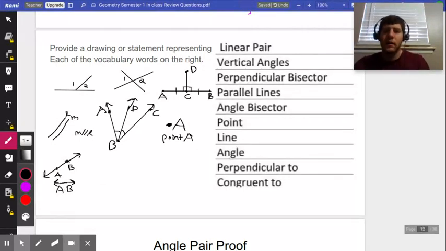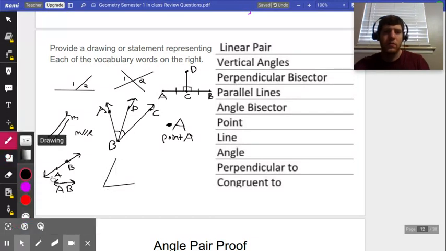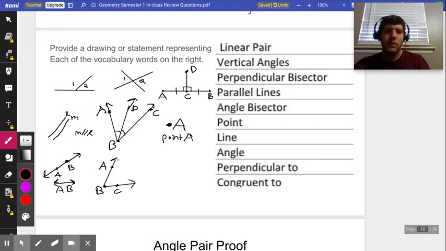All right, angle. So we've already kind of drawn an angle, but let's draw another one. All right, here's an angle. Okay, and we're going to say this is A, B, C. All right, and then we can name this angle simply by calling it angle ABC.